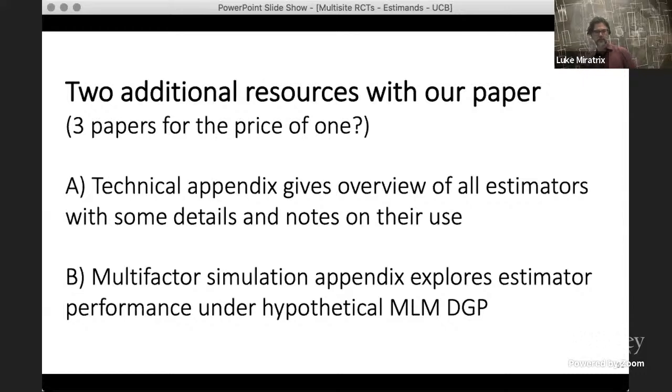So just a quick pitch for our paper. It's published in the Journal of Research on Educational Effectiveness. It has 2 additional papers tacked to it. One is a technical appendix, which walks through all the estimators I discussed, gives some details and notes on their use. It's a nice reference that I would encourage people to check out if interested. And then you can also look at the multi-factor simulation, which looks at a lot of these questions under a hypothetical multi-level model data generating process and digs into some of the things that I alluded to.